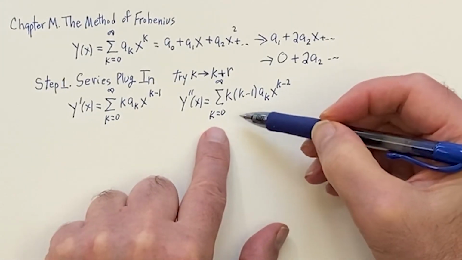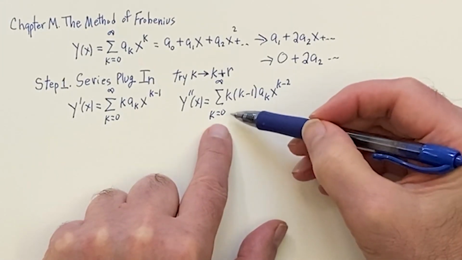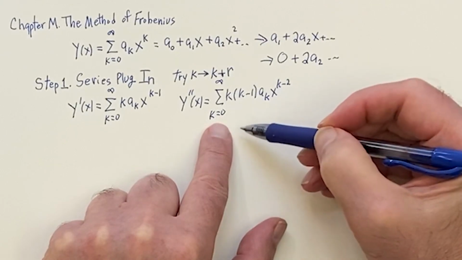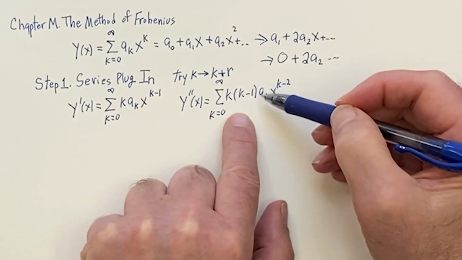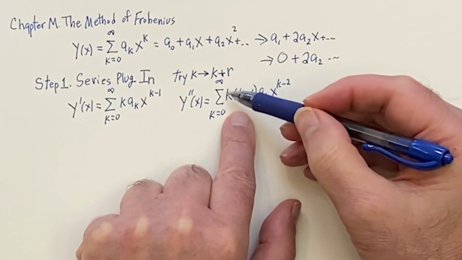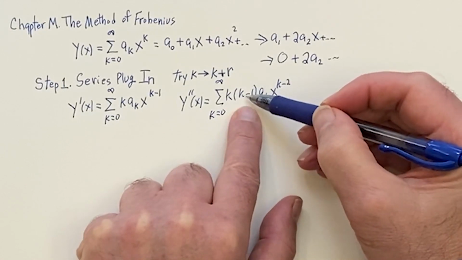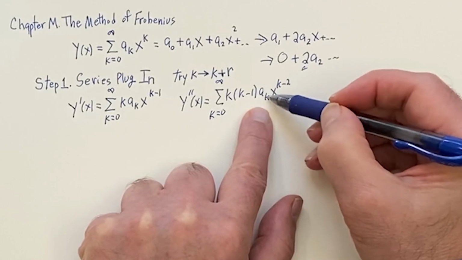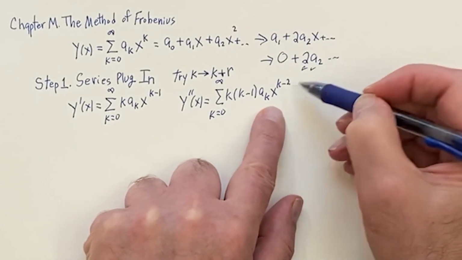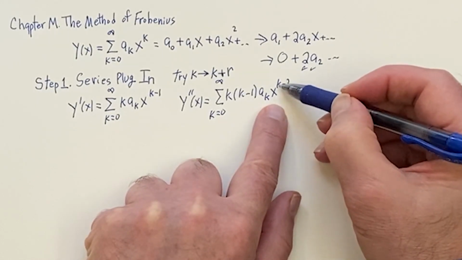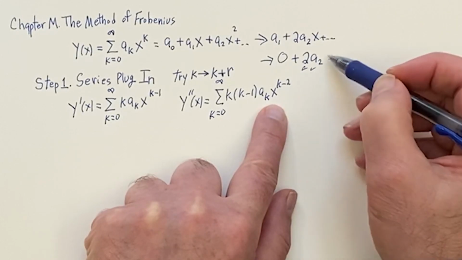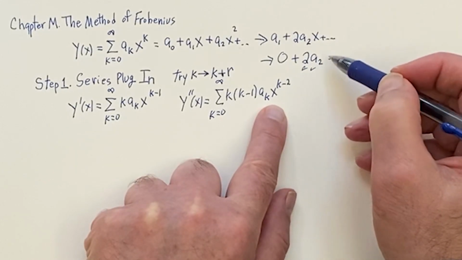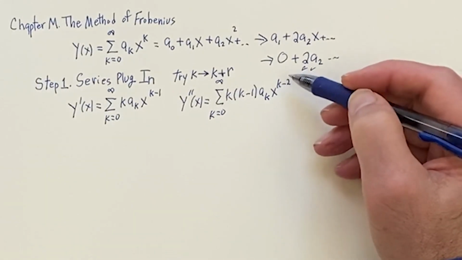So when k is equal to 0, I get nothing. K equal to 1, I get nothing. But then when k is equal to 2, the first term that I'm going to get is going to be 2 times 1, that's this, and then a sub 2, that's that. And then when I have 2 minus 2, then x to the 0 is 1. So there will be no x there. So that's what we get.